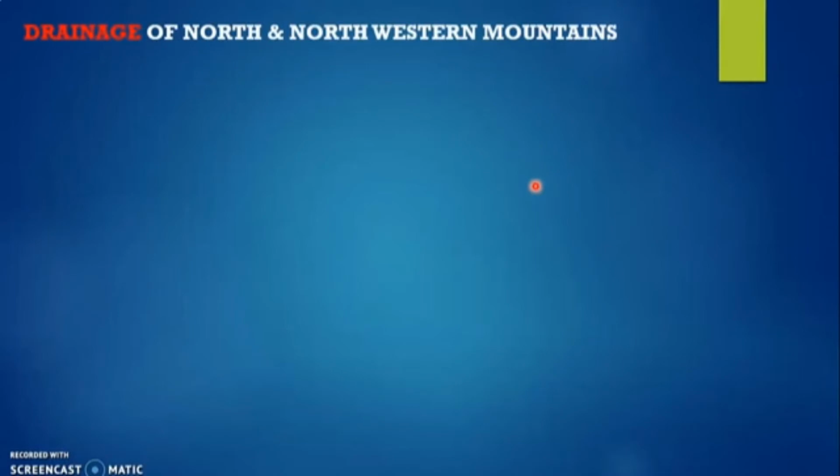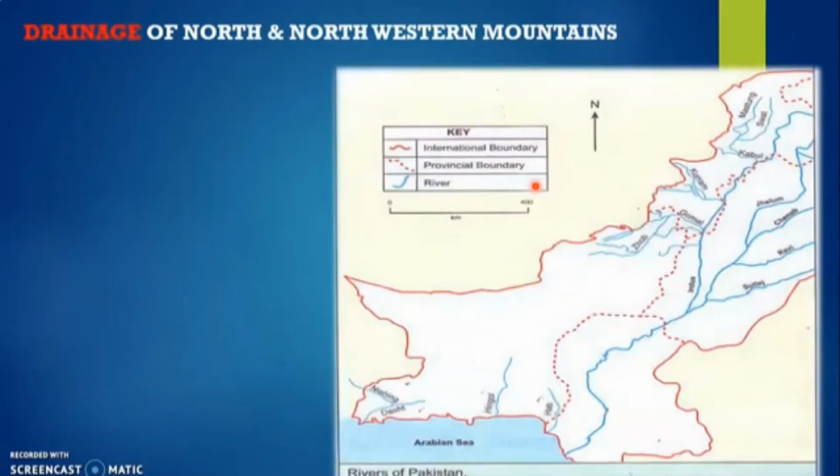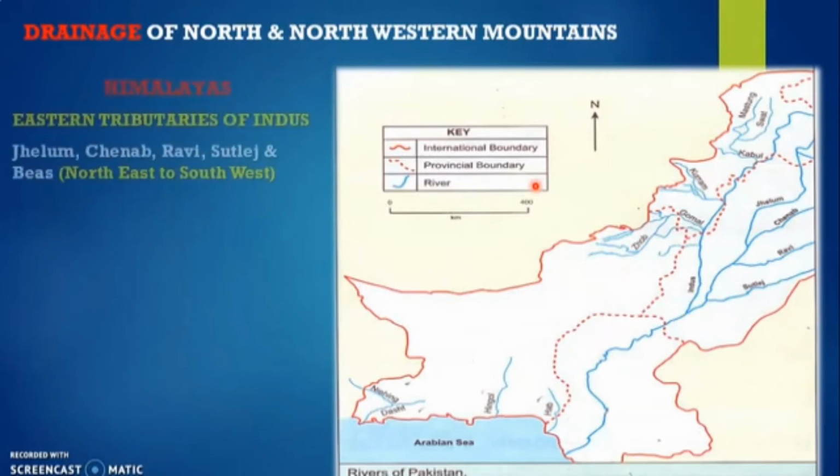the drainage of these north and northwestern mountains. Here we have a map of rivers. Starting from the very first thing, if we talk about the Himalayas, the Himalayas are the reason behind the eastern tributaries of the Indus, that is Jhelum, Chenab, Ravi, Satluj and Beas, which move from northeast to southwest.